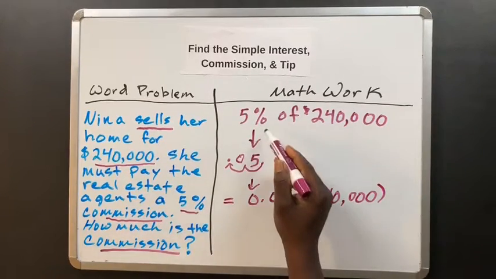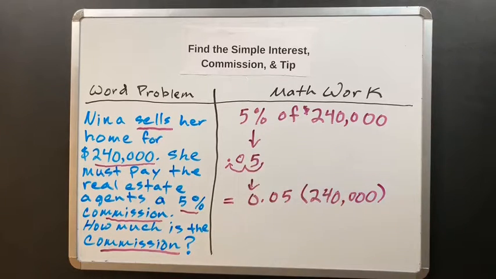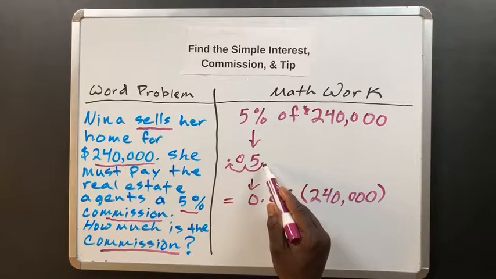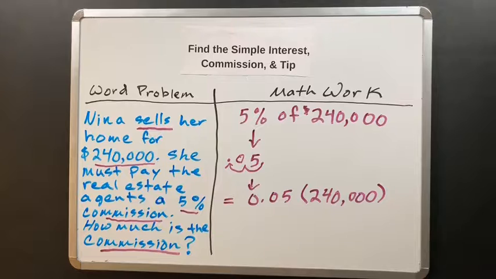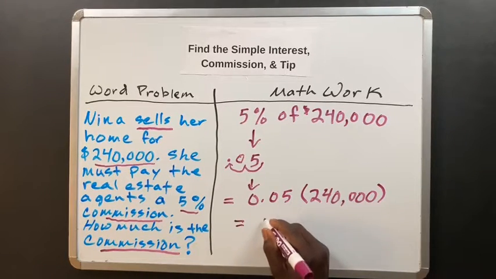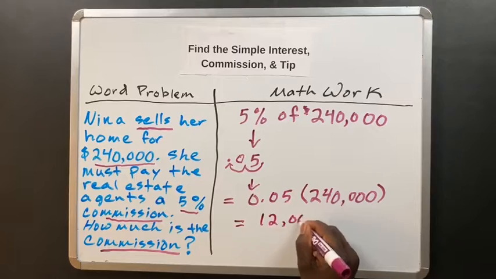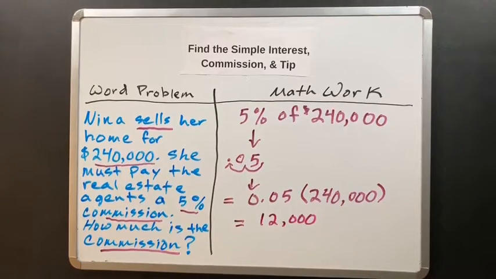You see what we did? We changed that 5% to a decimal. We moved that decimal 2 spaces to the left, and we converted the percent to a decimal. So now we need to multiply these two numbers, and then that gives us 12,000. So then our final answer is, as I said, how much is the commission? We know the commission is 12,000.